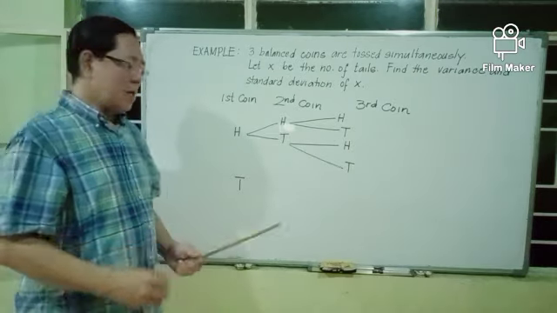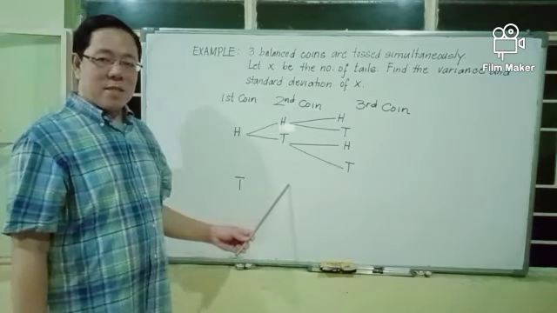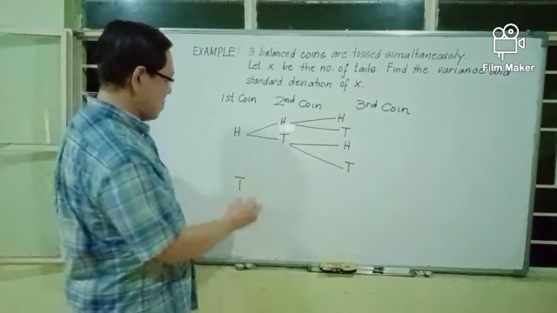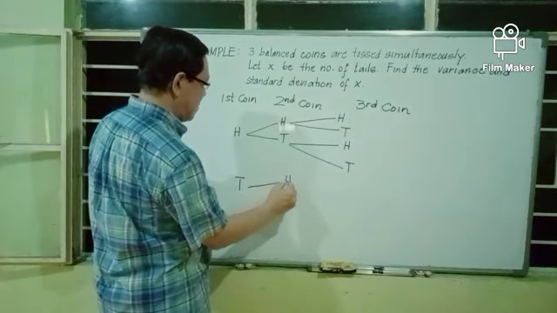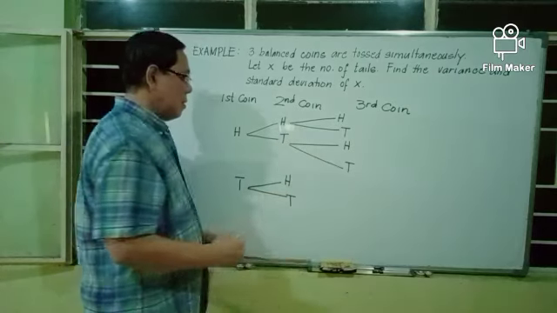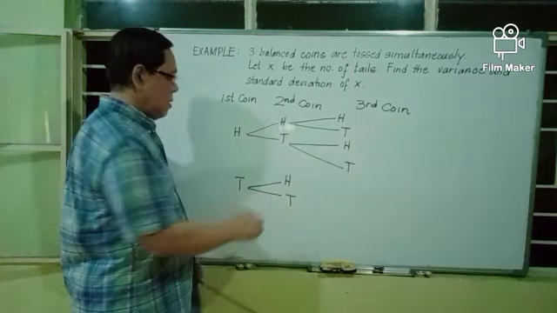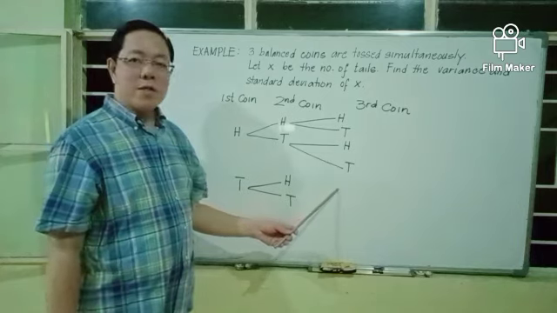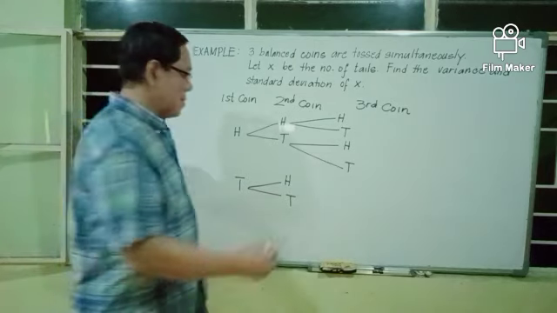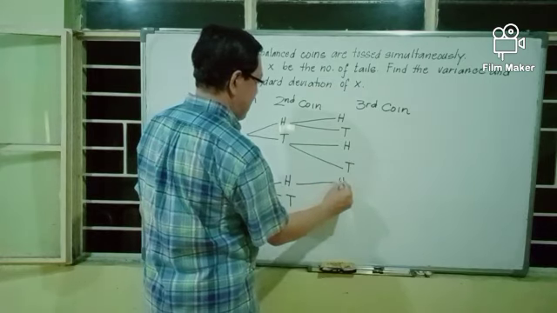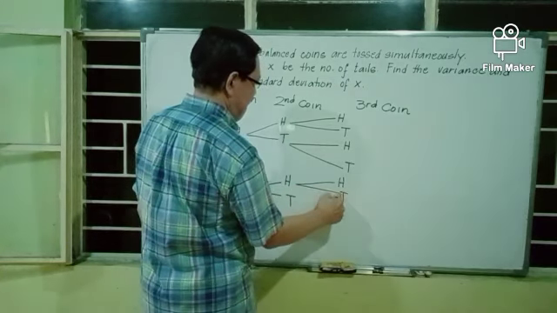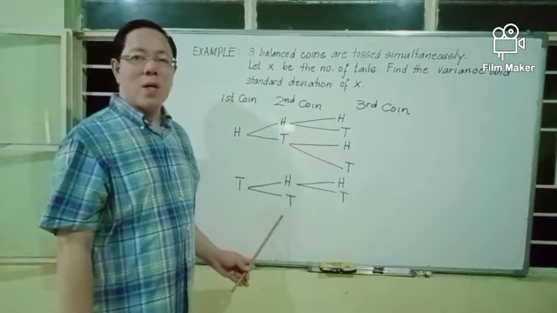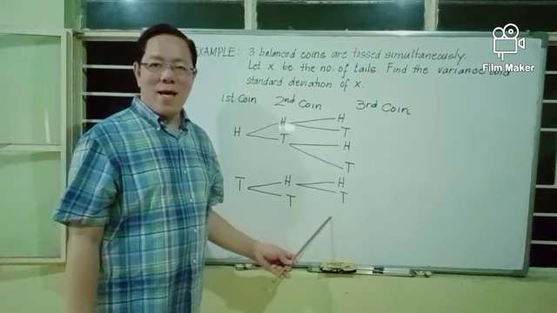If we get tail in the first coin, in the second coin there are again two possible outcomes: either heads or tail. If we get tail in the first coin and heads in the second coin, in the third coin, either we get heads or tail. If we have tails in the first and second coins, in the third coin, either we get heads or tail.